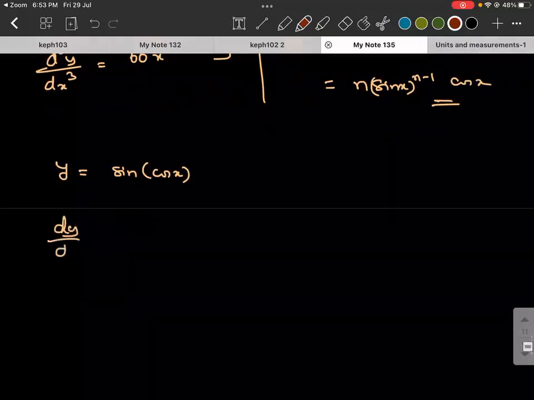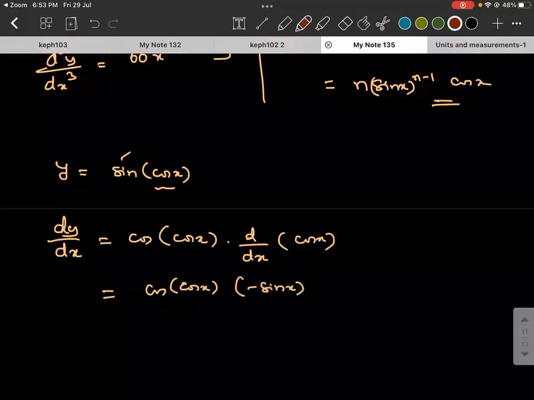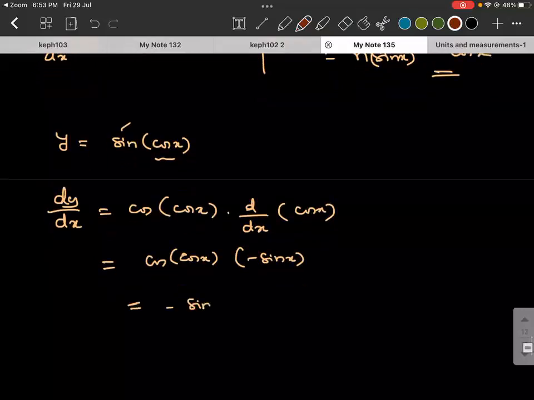Dy by dx, what am I supposed to do? Start with sine. So what is the derivative of sine? Cos. Cos of what? Cos x. Into d by dx of, what is the derivative of the function inside? Cos x. Minus sin x. Into minus sin x. So you get minus sin x into cos of cos x. So going forward for into, you will be using a dot. Get used to it.